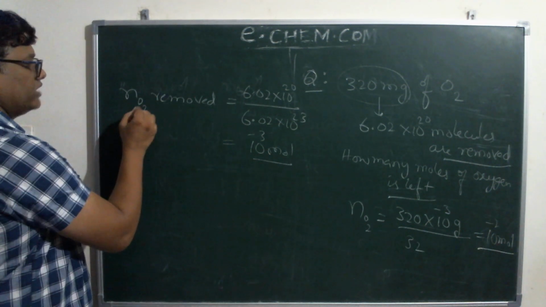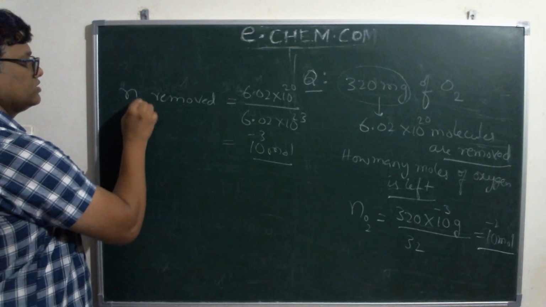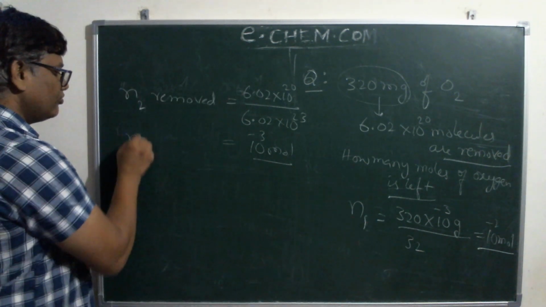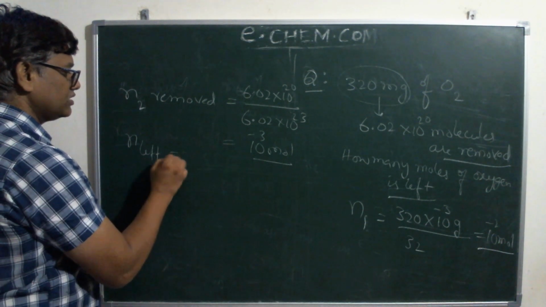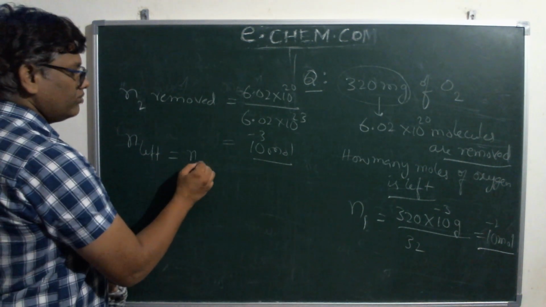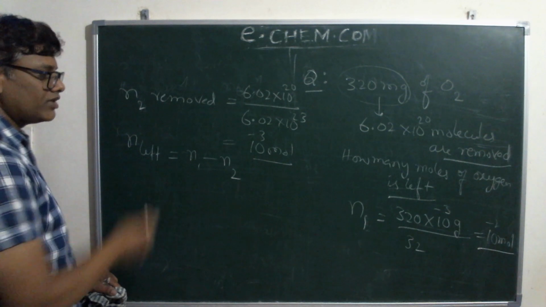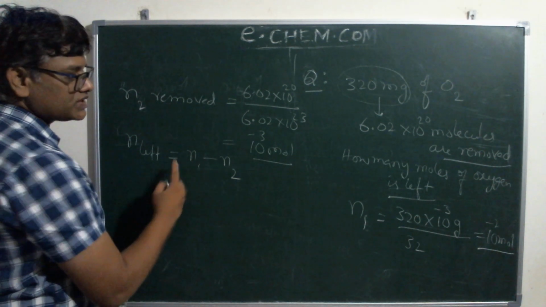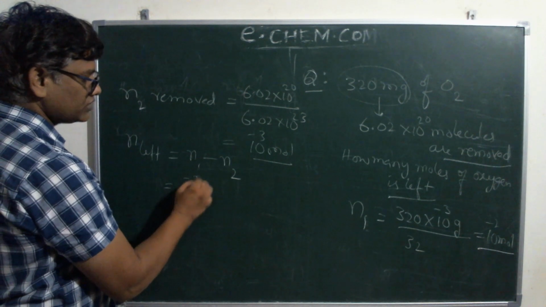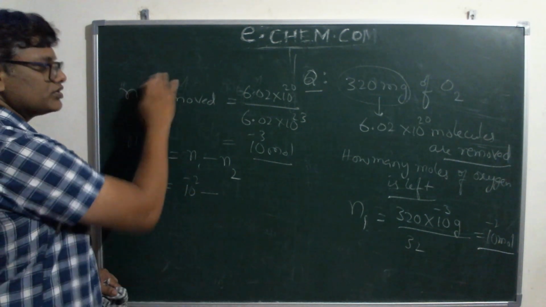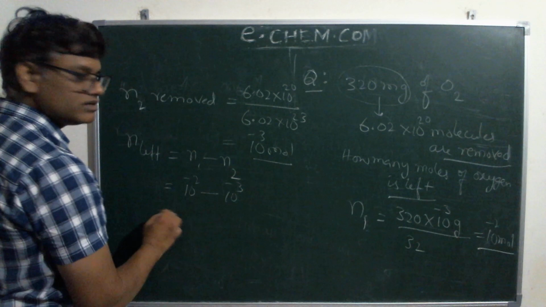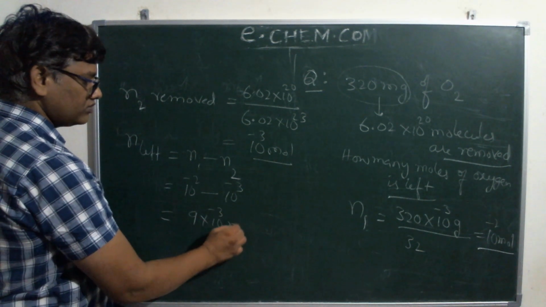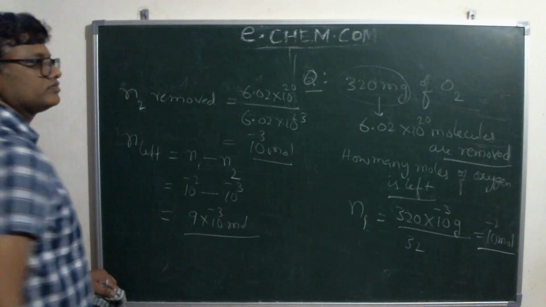Right? You take, this is N2, this is N2, this will be N1. So number of moles left is equal to N1 minus N2. Number of moles taken minus number of moles removed. Number of moles taken, how many? 10 power minus 2 mole taken. Number of moles removed, how many? 10 power minus 3. That is equal to 9 into 10 power minus 3 mole. This many moles are left. This is the answer.